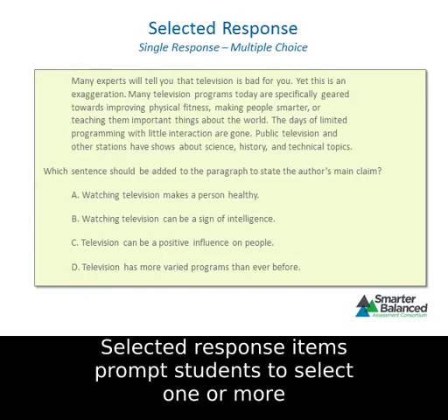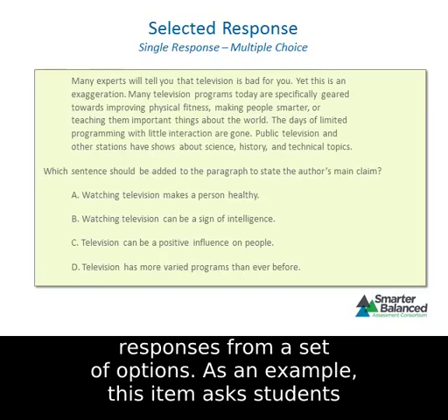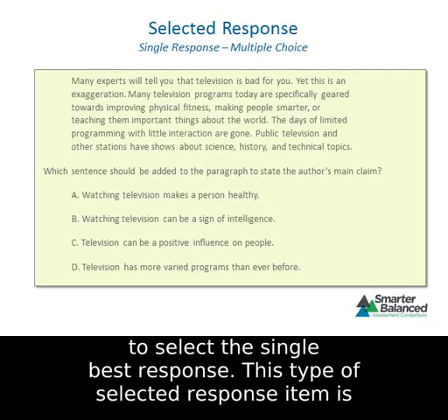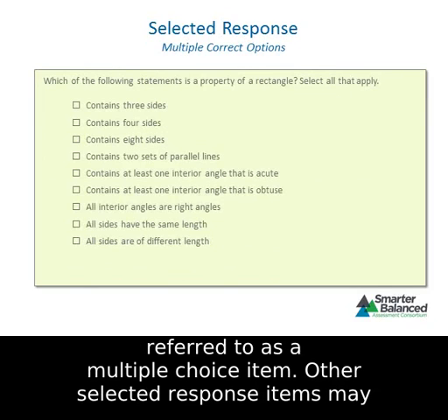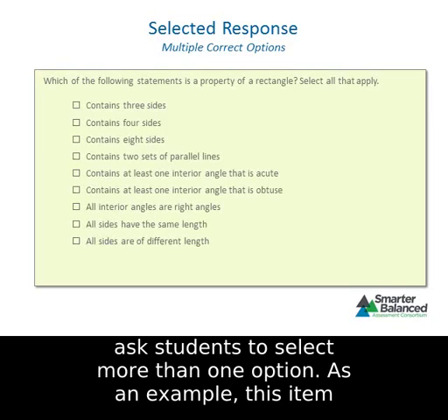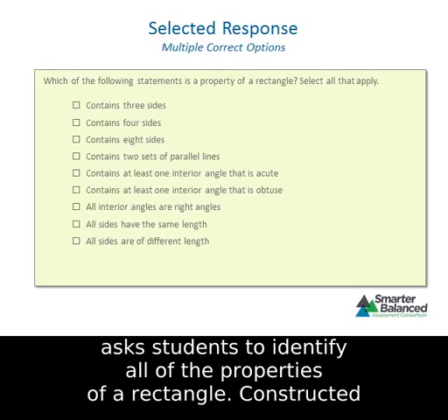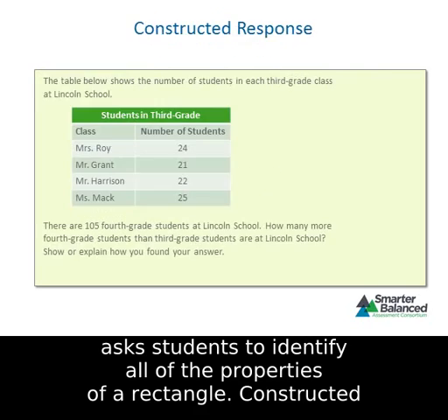Selected response items prompt students to select one or more responses from a set of options. As an example, this item asks students to select the single best response. This type of selected response item is referred to as a multiple choice item. Other selected response items may ask students to select more than one option. As an example, this item asks students to identify all of the properties of a rectangle.